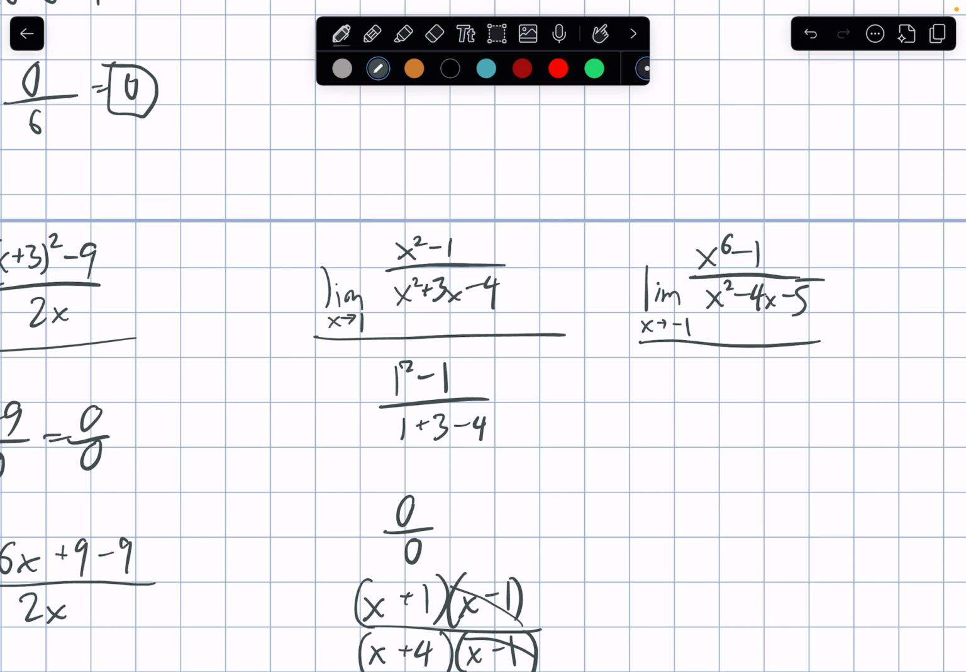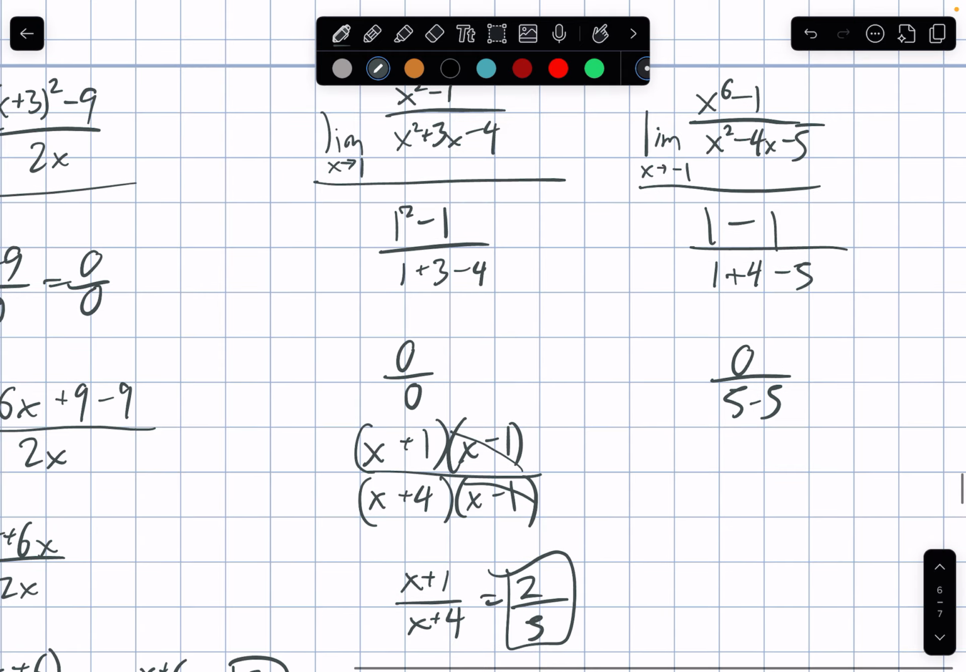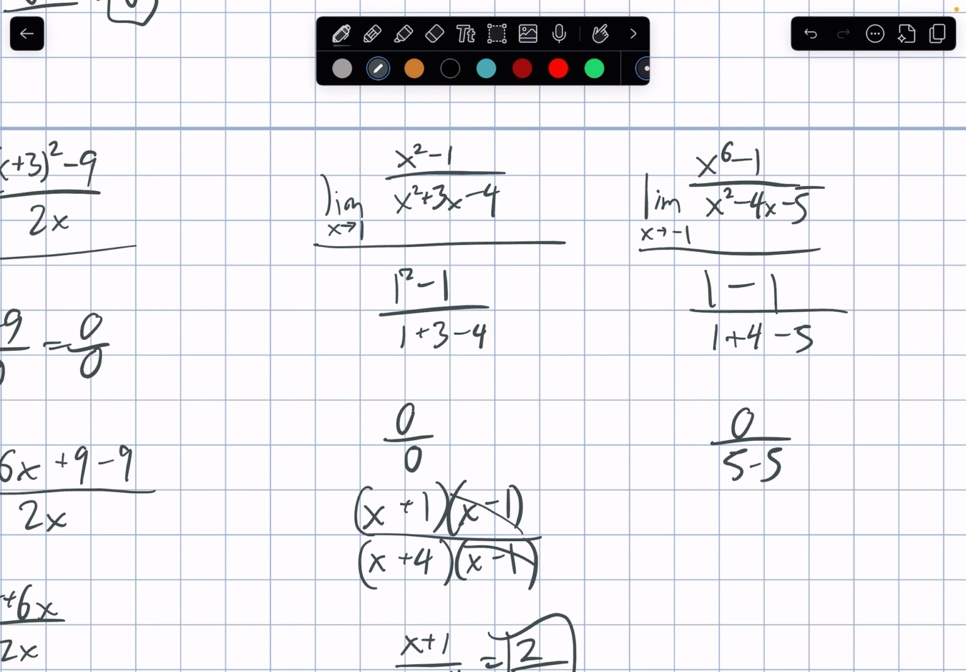So, negative 1 raised to 6, this is an even numbered exponent, so it's just going to be positive 1. Even number, 2 is an even number, so that's still 1, negative 1, and then raised to 2. Assuming this is in parentheses, so this is different from this. That's my point. Plus 4 minus 5. 0 over 5 minus 5 is still 0 over 0, so you cannot directly substitute. So what do you do?